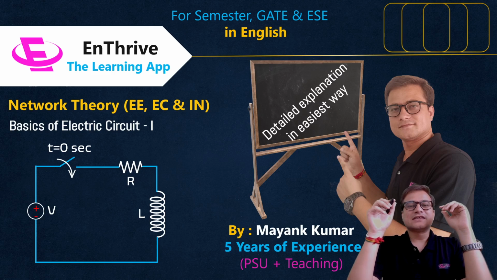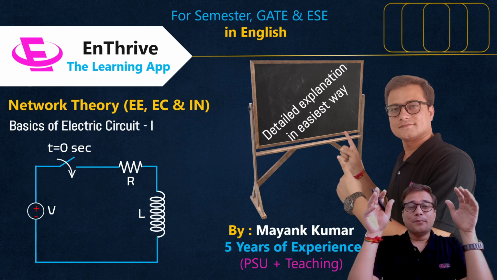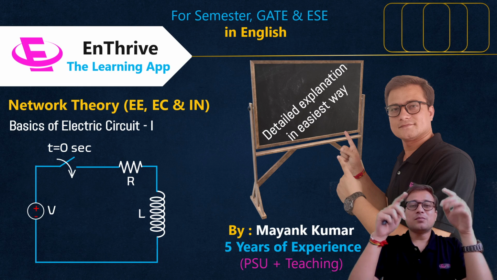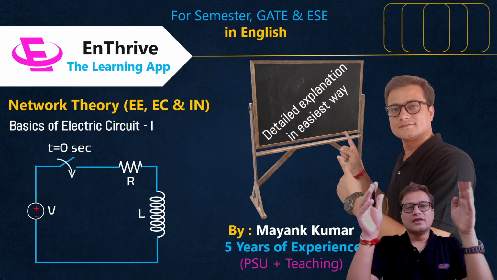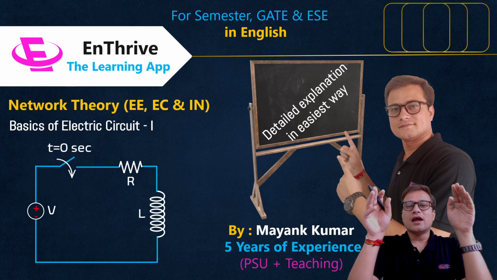In the previous session, I discussed the introduction and syllabus part of network theory. In this session, I am going to discuss the basics of electric circuits. In today's session, first we will see the difference between network and circuit. Then we will see what is source and load. Then we will discuss resistor, inductor, capacitor, and at last we will discuss linear, active and bilateral elements.